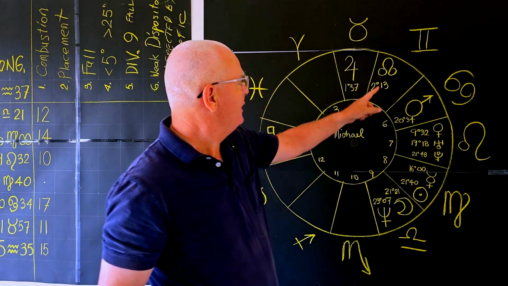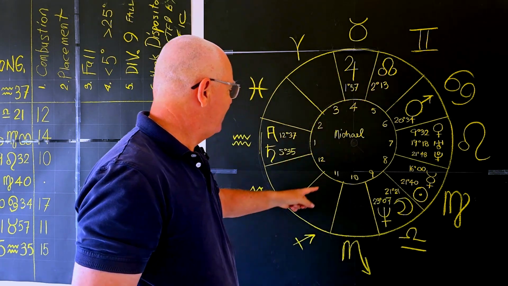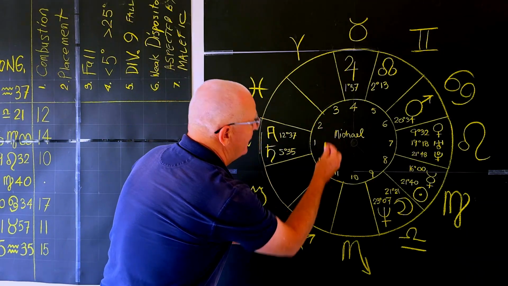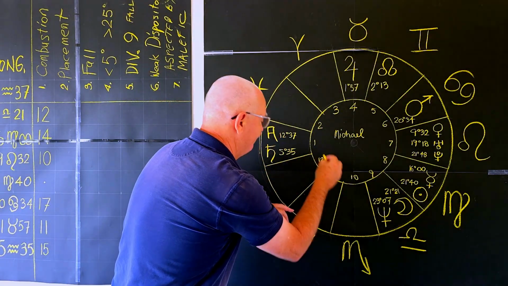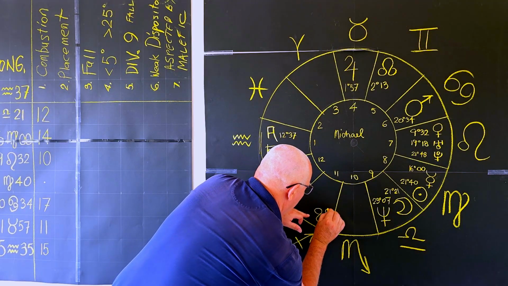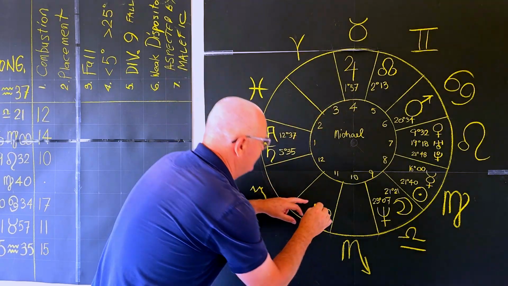So one more. This is the north node of the Moon. The south node of the Moon is directly opposite, and it has the opposite picture in that it's upside down. And it's 2 degrees 13.